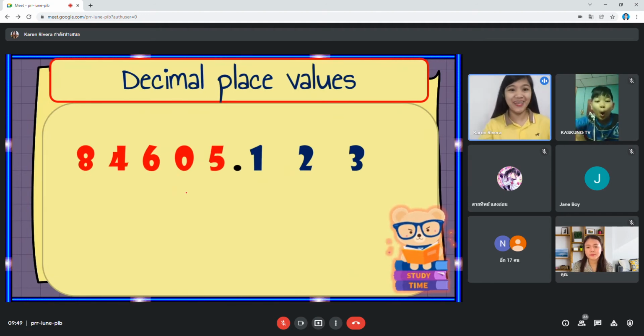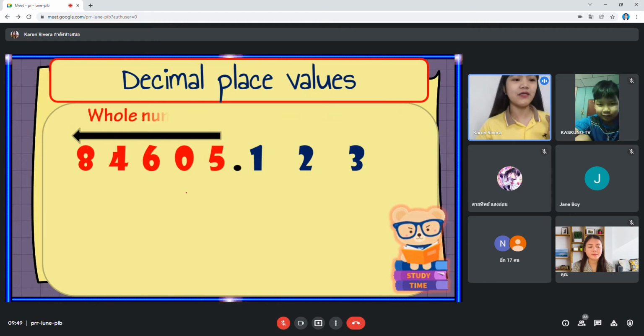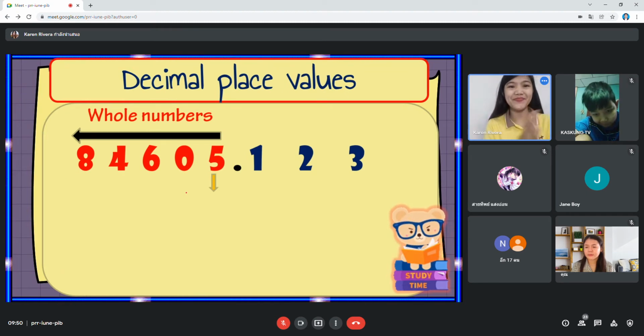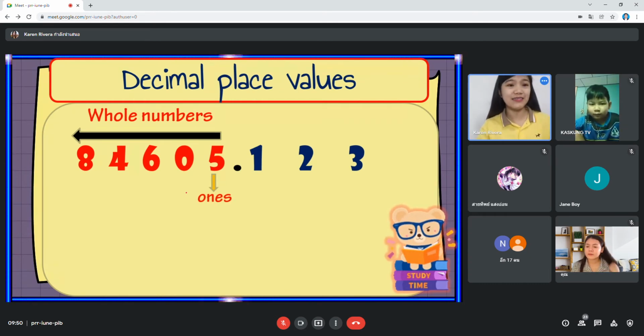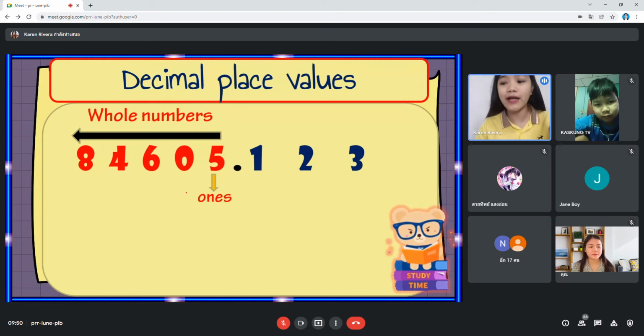Place values, what is it? Let's start with this color red. Let's start with the whole numbers. What are the place values in whole numbers? Let's start with number 5. What is the place value of 5? That is a whole number. What is the place value? Ones. Good job. That is ones, right? The place value in whole numbers starts with ones.